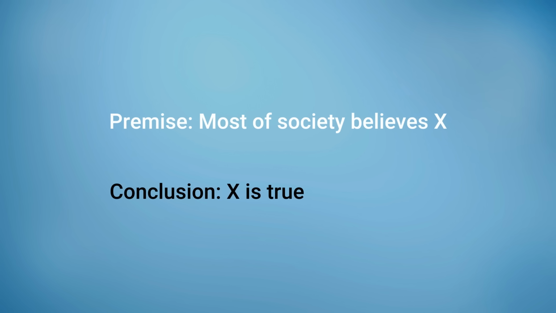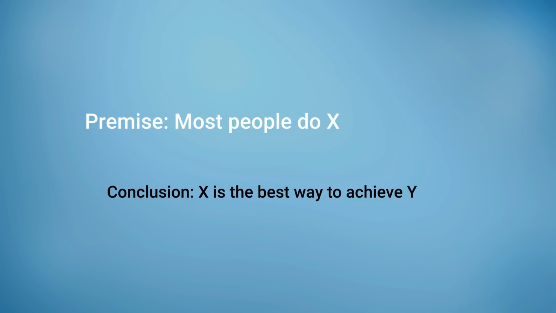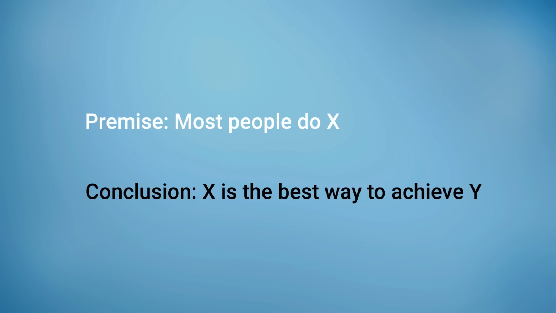Conclusion, X is true. If this is meant to be a deductive argument, this argument is invalid because the premise is irrelevant to the conclusion. Something can be true even if many or most people believe it to be false, and vice versa. The same thing would apply to a deductive argument like this one. Most people do X, therefore X is the best way to achieve Y. As a deductive argument, the conclusion does not follow.